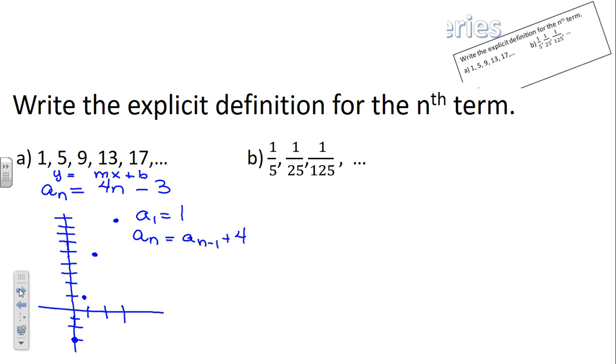Let's try it. First term is 1. We plug in 1 for the previous term, right? Add 4, we get 5. Put 5 in for the previous term, add 4, we get 9. So recursive formulas are not bad. There's just more to them, right? They look more complicated, but they're actually easier to generate. Does that make sense? Okay.